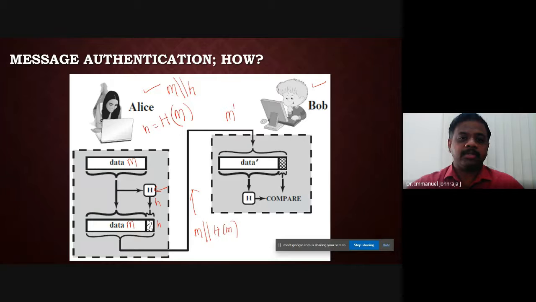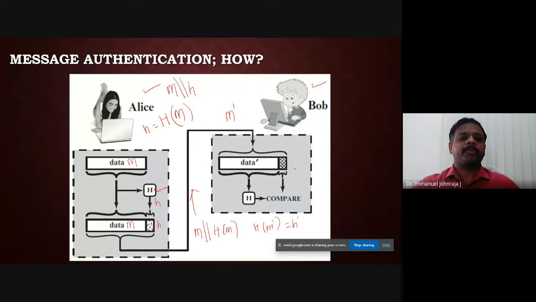Just to denote that, I use the word M dash, to show that he would have received it in the same way, or he would have received it changed by someone. We do not know. So it's safe to represent it as M dash. And he calculates H of M dash, giving H dash.